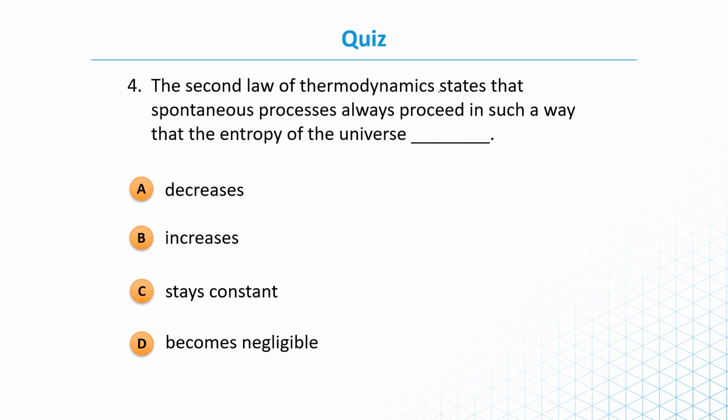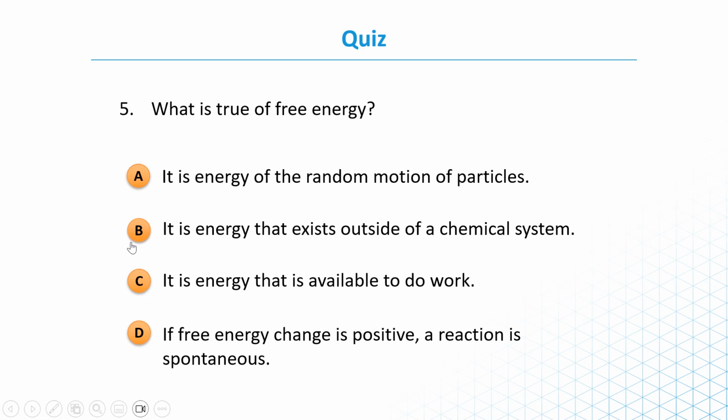Second law of thermodynamics states that spontaneous processes always proceed in such a way that the entropy of the universe, remember this, we saw it twice or 3 times. So both of these are wrong. Remove the wrong answers. So it's either decrease or increase. So it always proceeds in a way where the entropy of the universe increases, guys. Okay? That was the second law of thermodynamics.